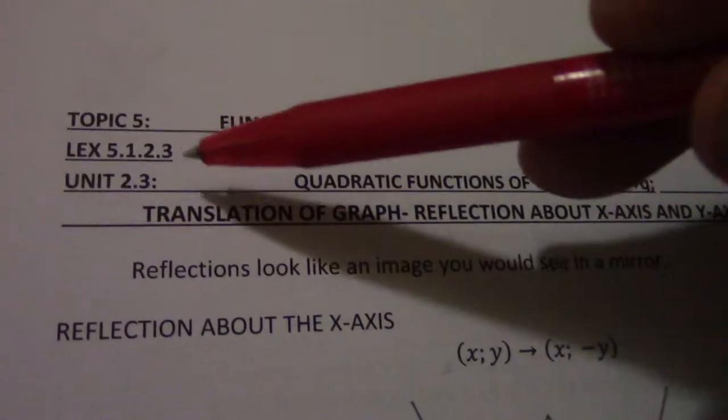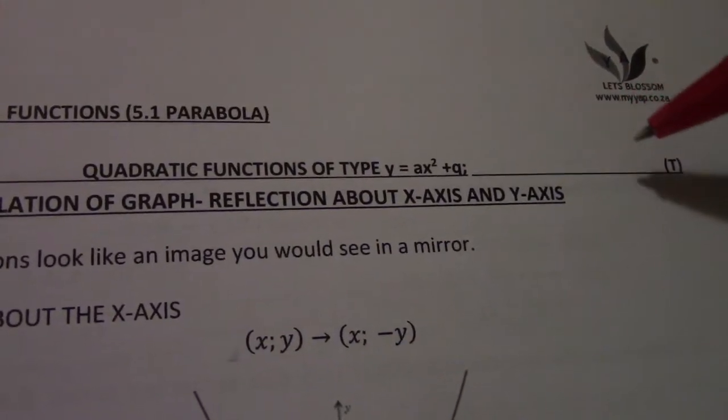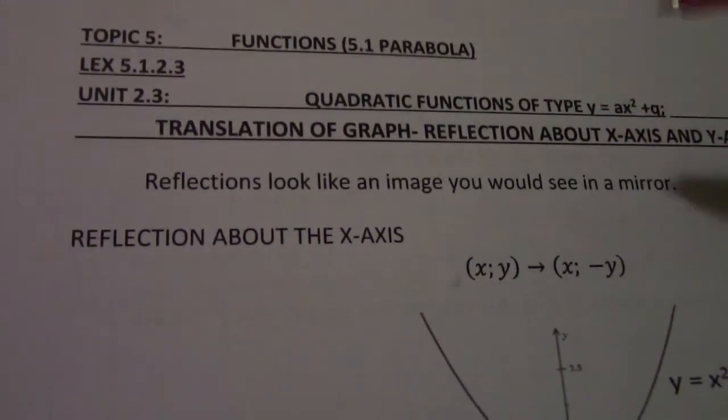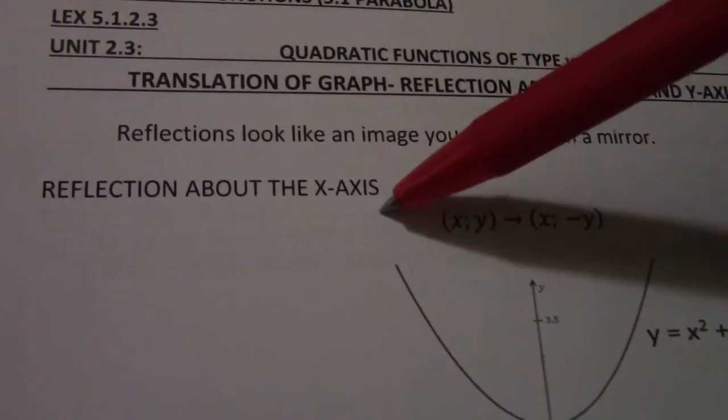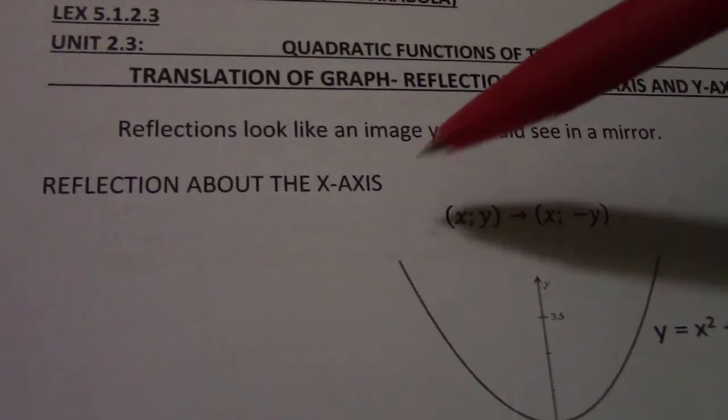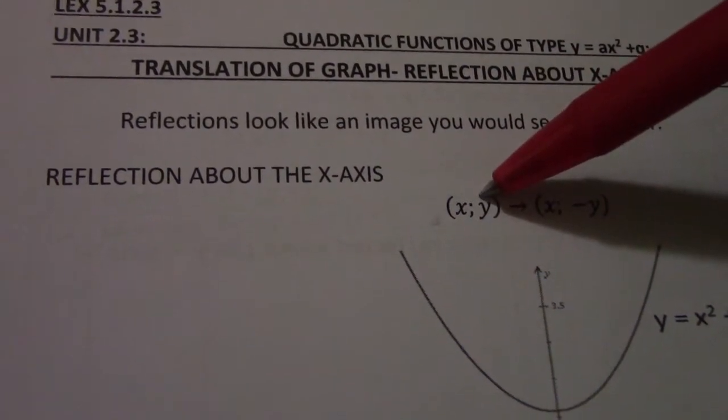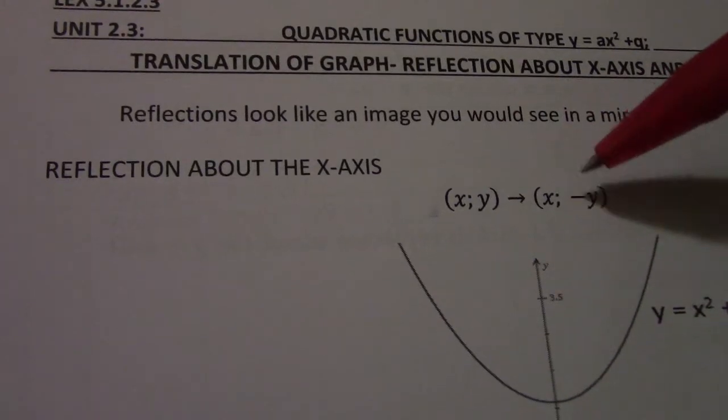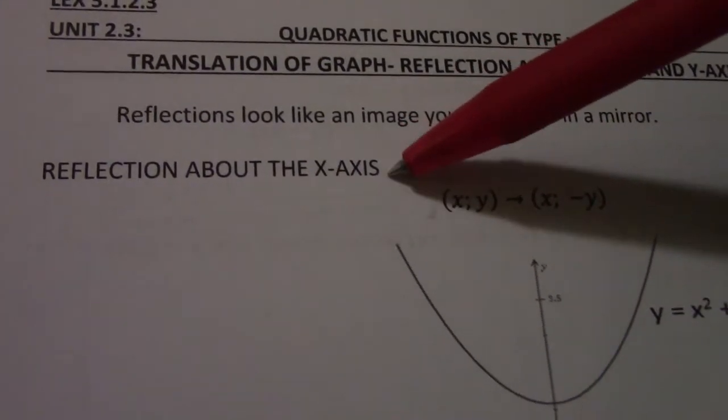5.1.2.3. In this unit, we're looking at how to translate a graph: reflection about the x and y axis, and now we consider it transitional. Now, reflection looks like an image you would see in a mirror, meaning we flip it around. So reflection about the x-axis: first, we need to know my x and y coordinates would tend to become x and negative y. So reflection in the x-axis, my positive y would become negative y.